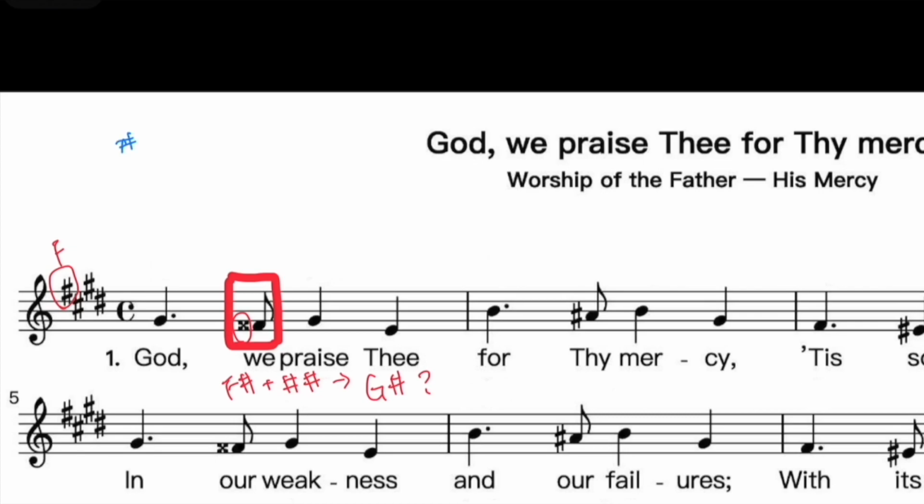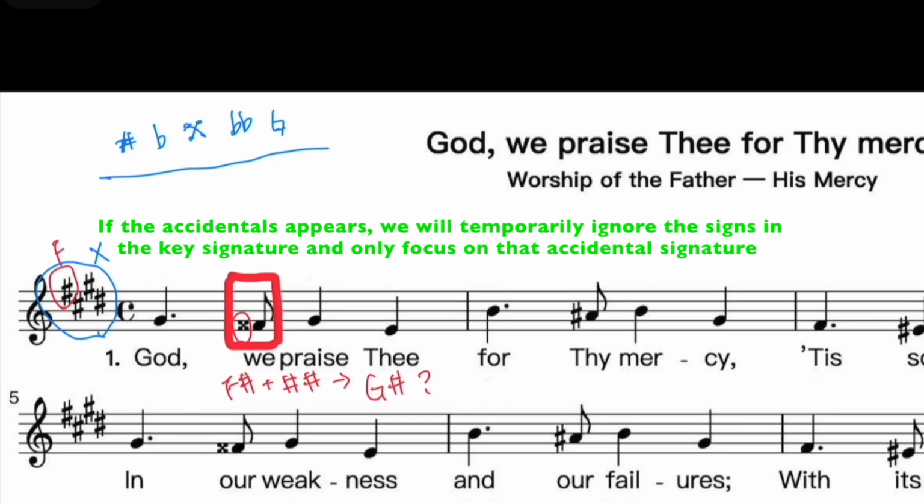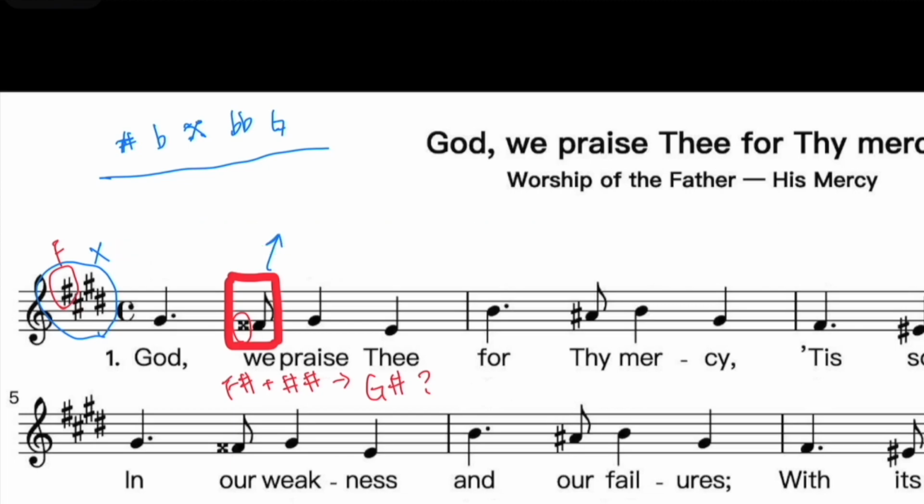All the sharps or flats in the key signature, we should see them as not existing, which means we should treat this note as in C major. That means it is an F, and then F with the double sharp will be G. Okay, so this one is played as G.